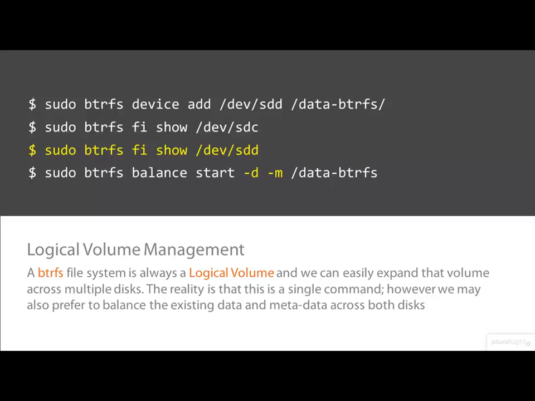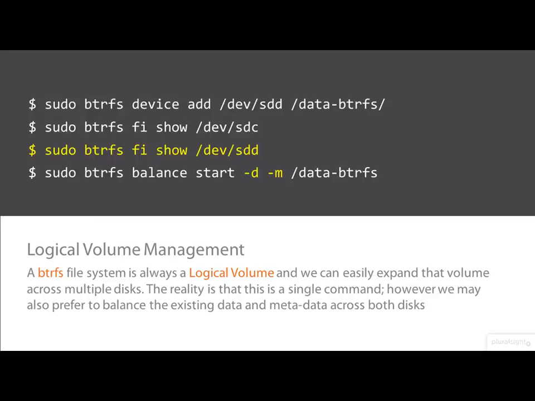One of the reasons for expanding the volume is that we're perhaps running out of space on the original SDC disk and we want to expand onto a second disk. So we could then balance the data and metadata across both drives. The metadata, remember, was about 130 meg before, so now balancing it across both disks, we should see that it is used more evenly.